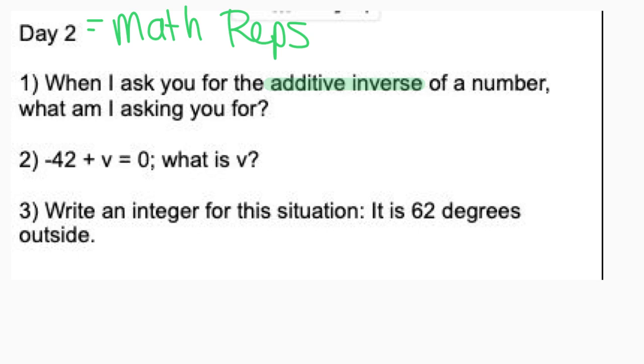All right, question number 2. If I have negative 42 and I add this number and it brings me up to 0, what would that number be? And then question number 3, write an integer for this situation. Again, there's a card on the word wall in the back of the room that's going to help you remember that an integer has 2 parts. It has a sign and it has a number. So I want you to pause me, answer those 3 questions, and then come back when you're ready for checking.